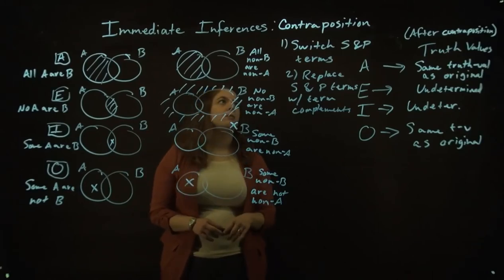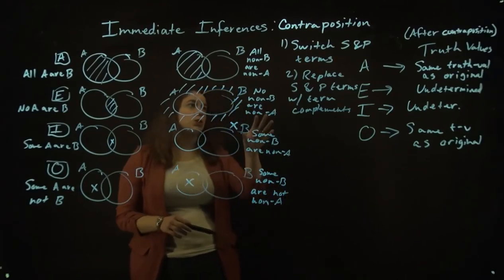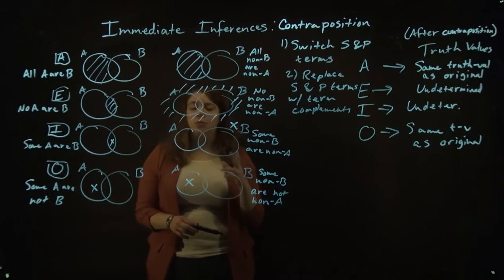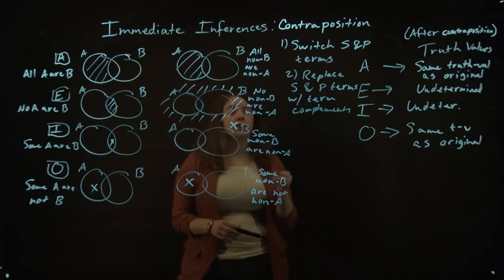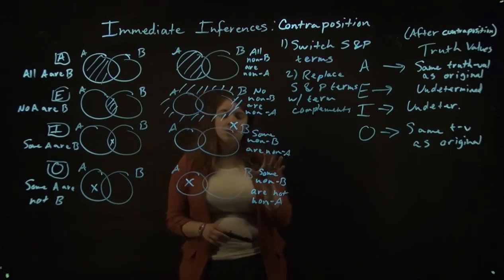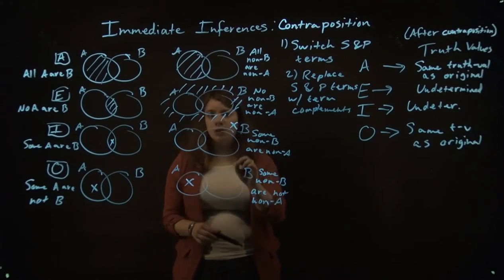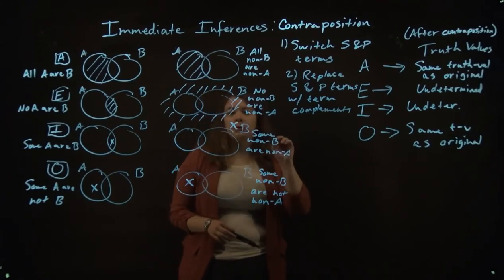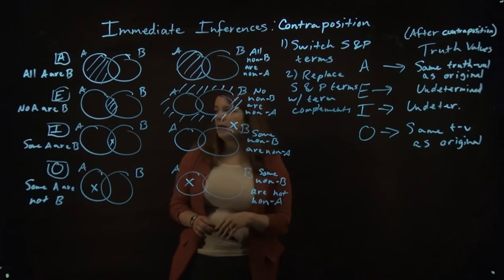The final immediate inference we'll talk about is contraposition. Now with contraposition you're going to do, again, two things. First, you're going to switch the subject and the predicate terms, and second, you're going to replace those subject and predicate terms with their term complements.